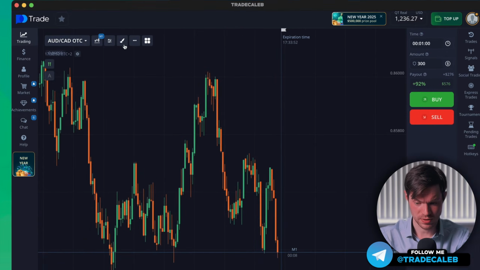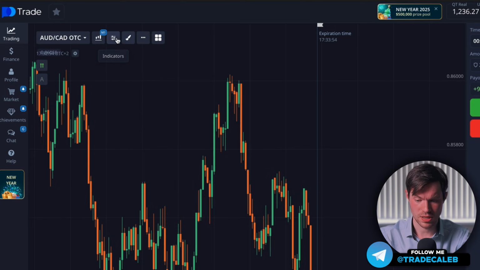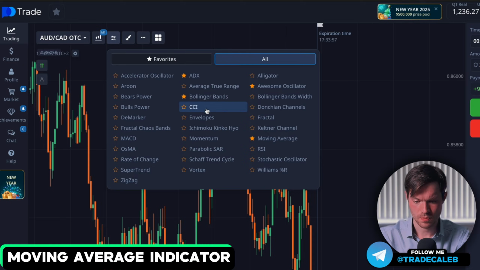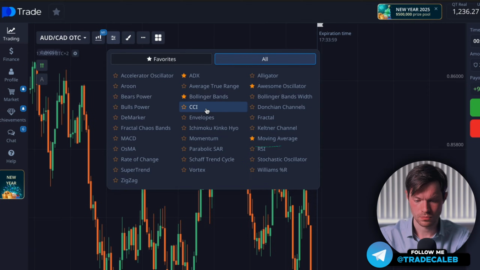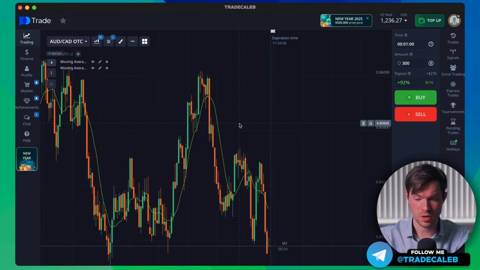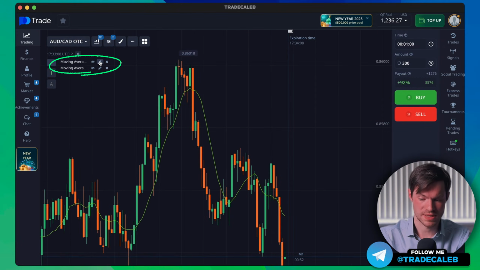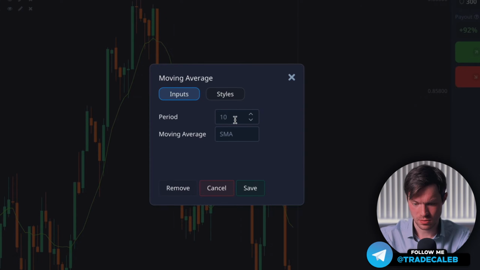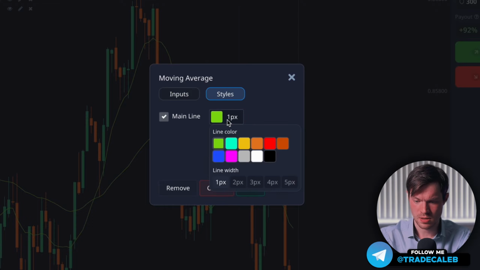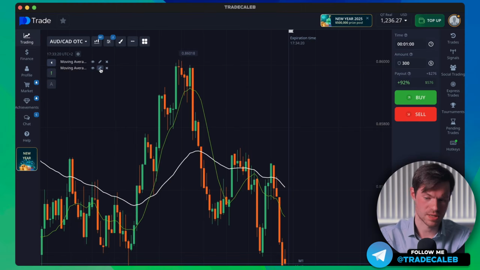So the third thing, we open the indicators panel. Here we look for the moving average indicator. So here is this indicator, we click on it twice, and now the most important thing is to customize it. Click on the settings of the first indicator. Here we set the period 50, the type of indicator EMA. In the styles we can make it more bold, let's say white color.